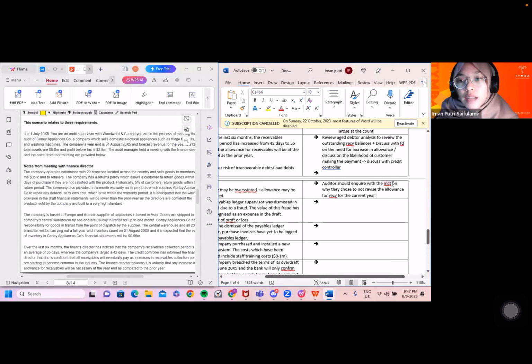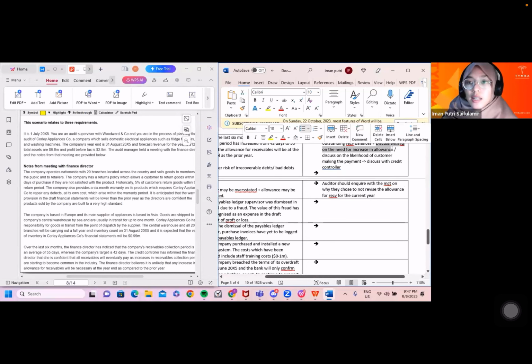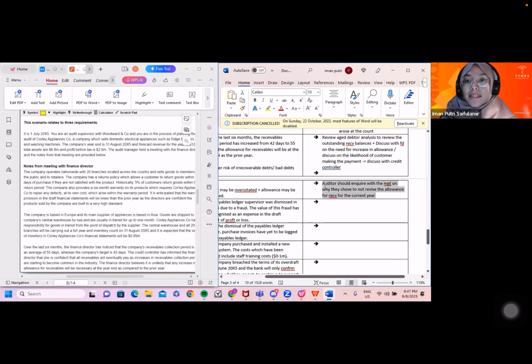Okay, inquire. I think this is basically the same point as discussing with FP on the need for an increase in allowance. Okay, actually, you should combine this answer with reviewing the age debtor analysis. Okay, so the next point is basically for us to do extended post year-end cash receipts testing.